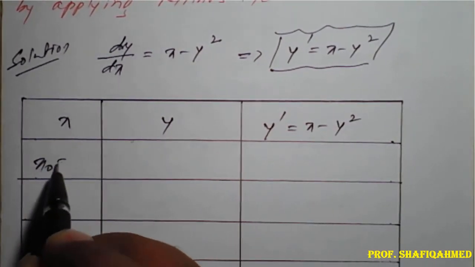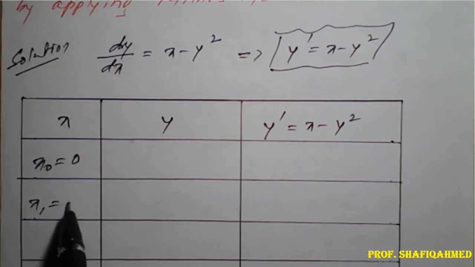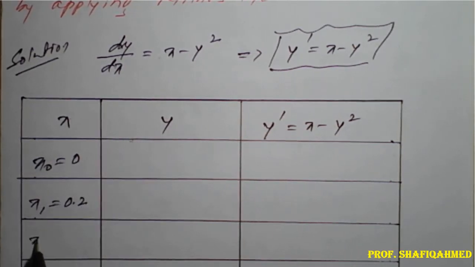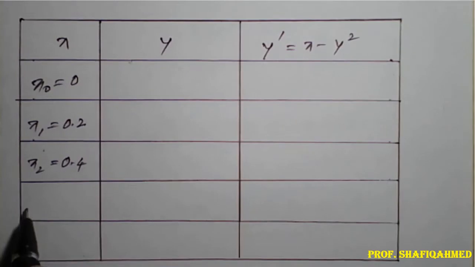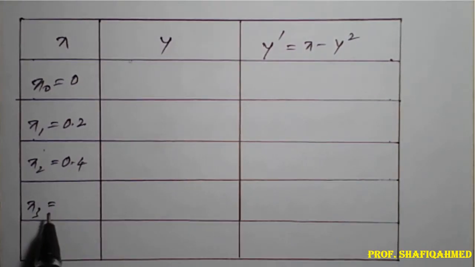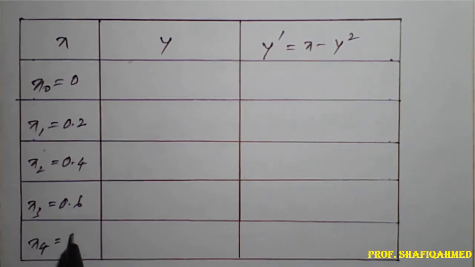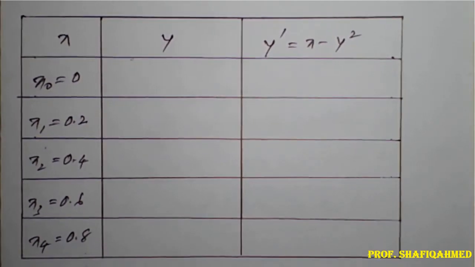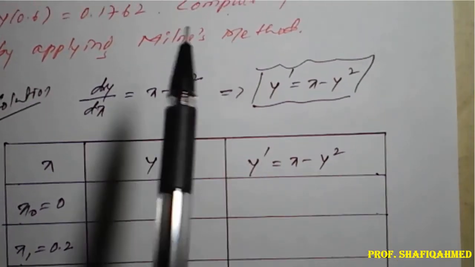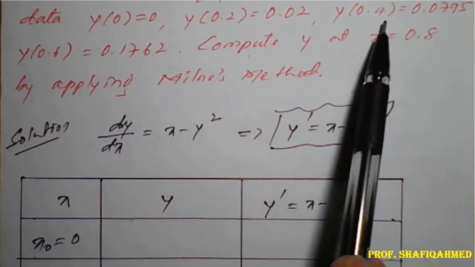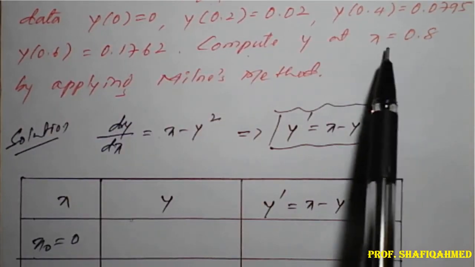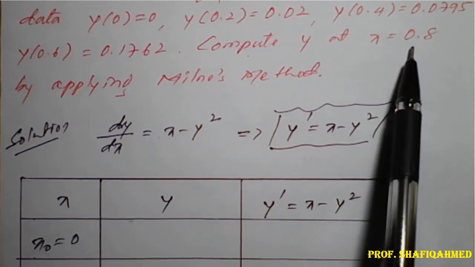So x0 is 0, x1 value is 0.2, x2 value is 0.4, x3 value is 0.6 and x4 value is 0.8. These values I have collected from the question only. You can see the values are 0, 0.2, 0.4, 0.6, and we need to find 0.8 also. These are the values of x.